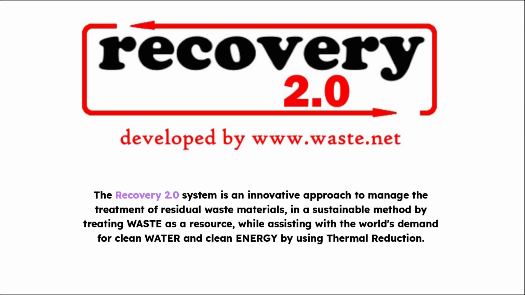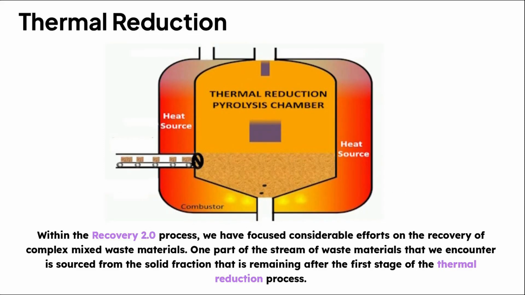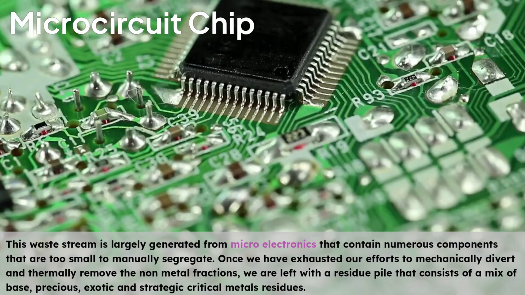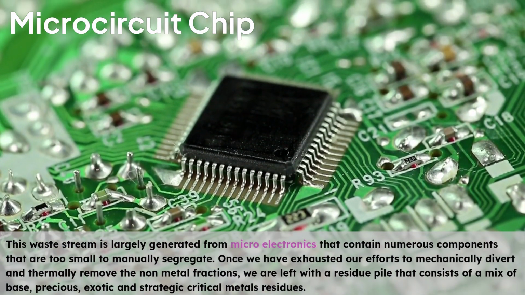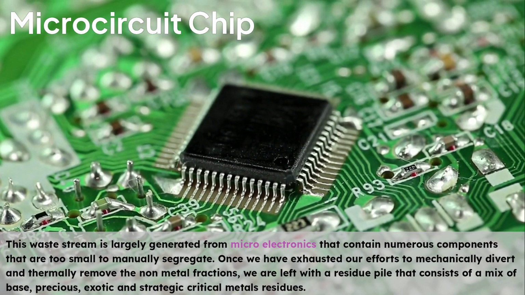thermal reduction. Within the Recovery 2.0 process, we have focused considerable efforts on the recovery of complex mixed waste materials. One part of the stream of waste materials that we encounter is sourced from the solid fraction that is remaining after the first stage of the thermal reduction process. This waste stream is largely generated from microelectronics that contain numerous components that are too small to manually segregate.